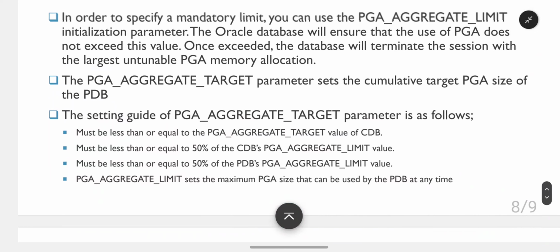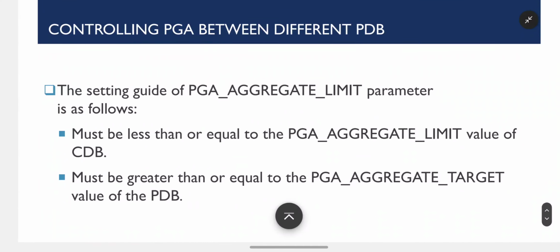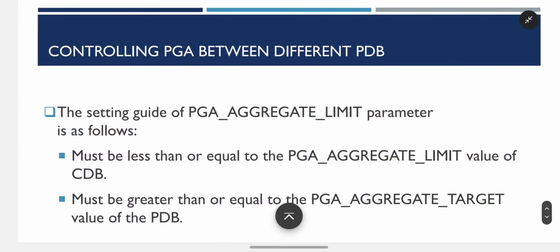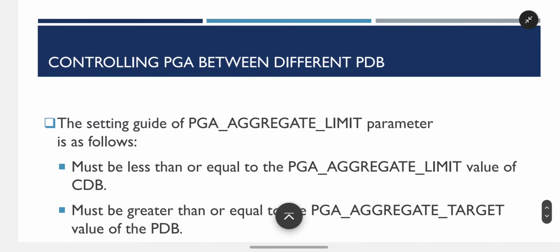PGA aggregate limit sets the maximum PGA size that can be used by the PDB at any time. The setting guide of the PGA_aggregate_limit parameter is as follows: must be less than or equal to the PGA aggregate limit value of the CDB, must be greater than or equal to the PGA_aggregate_target value of the PDB. So these were the memory settings, how we can control them in the PDB.